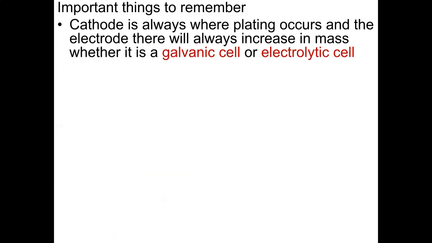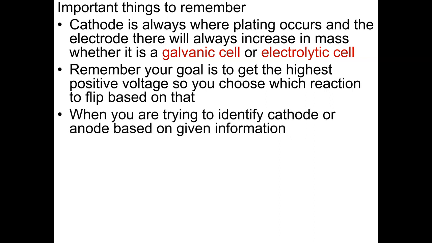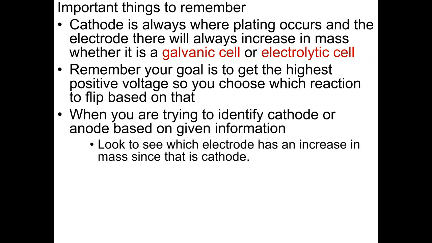All right, important things to remember. Cathode is always where plating occurs, and the electrode will always increase in mass, whether it's galvanic or electrolytic. That's always the case. Cathode is always going to increase in mass. Remember, your goal is to get the highest positive voltage, so you choose which reaction to flip. Based on that, when you're trying to identify the cathode or anode based on given information, do the following. Look to see which electrode has an increase in mass. That's the cathode. So they give you that hint in the question. There's your cathode, so the other thing has to be the anode. So it's kind of like a process of elimination.